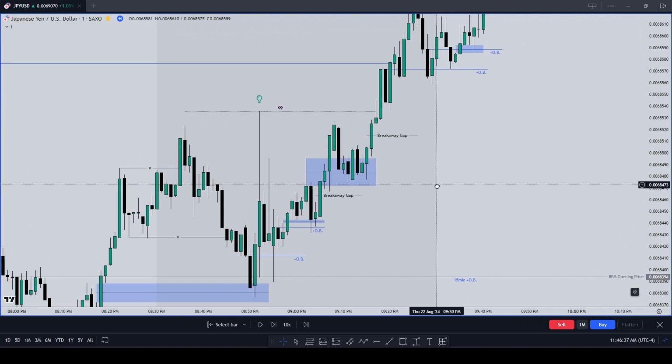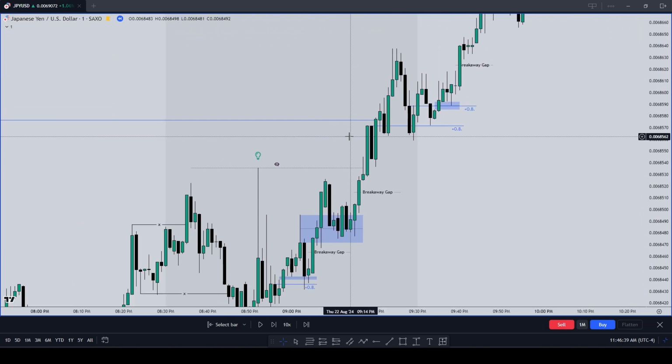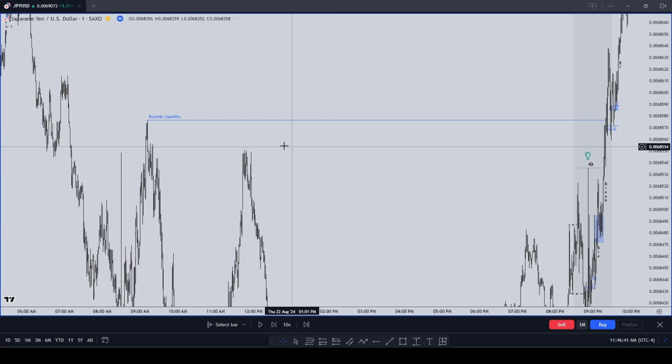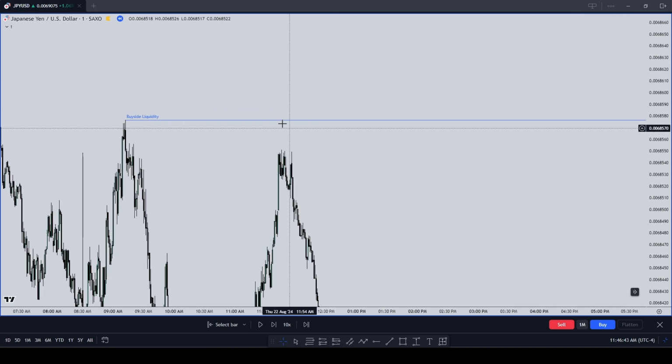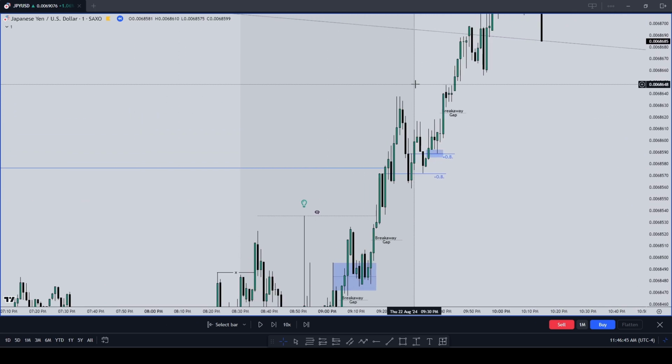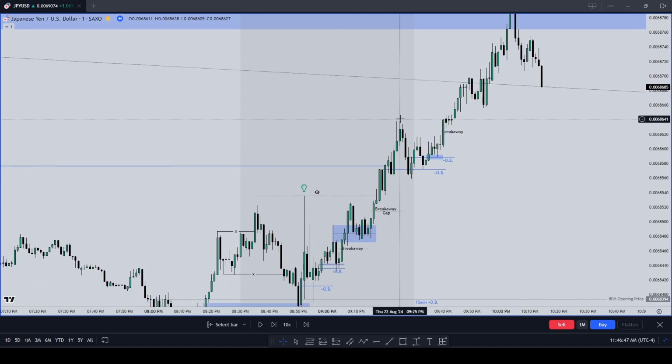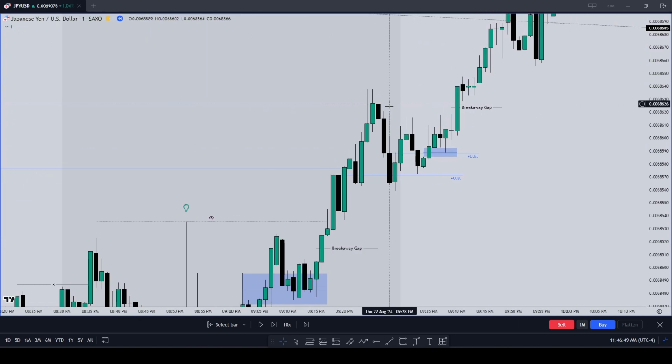We see price trade up again. Remember, the main draw we had was these smooth highs up here. We see price take it. You're done for the day. You can easily exit there or take partials.